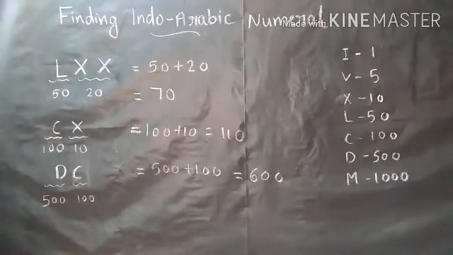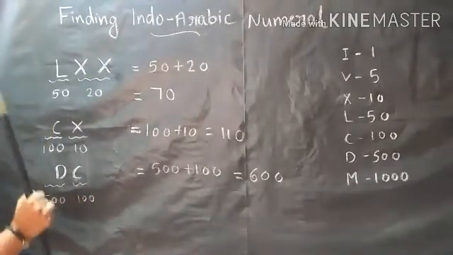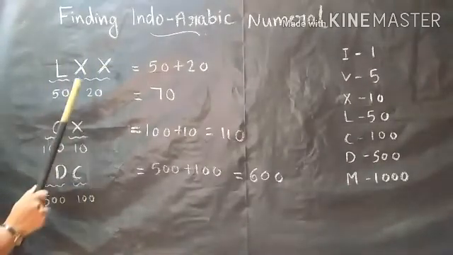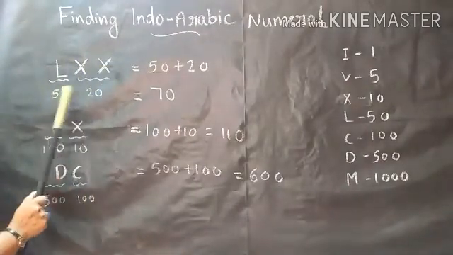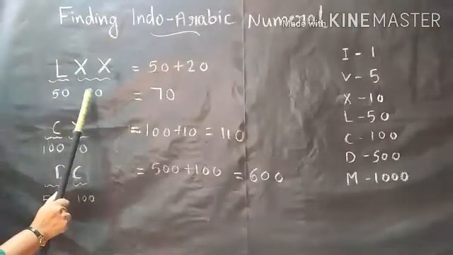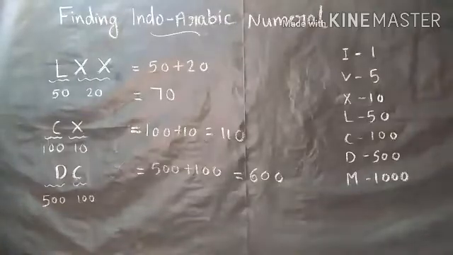First step, separate the letters. It would be better if you start from the right. Second step, find the value for each letter. Third step, add all these values, and we'll get the final answer.